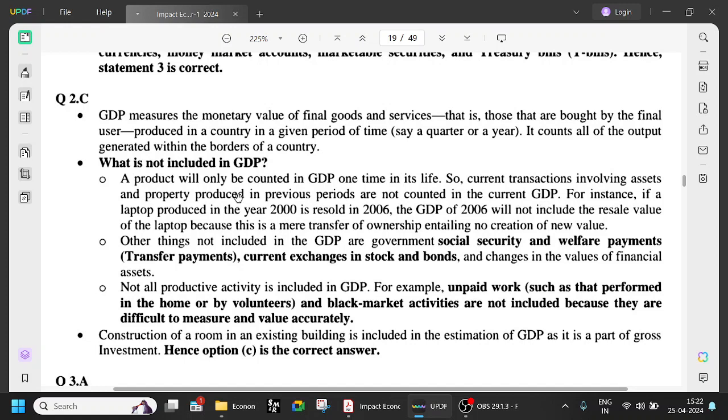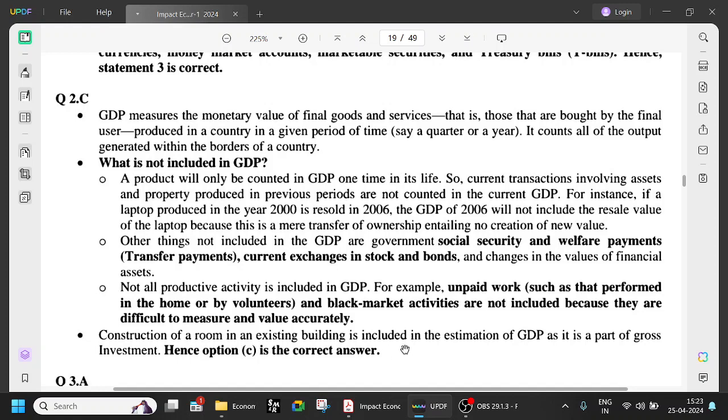So understand this. GDP means we are talking about one-time goods and services only. Other things not included in GDP are government social security and welfare payments. Okay, all these social security payments, welfare payments, current exchange in stocks and bonds, changes in the values of financial assets, all these things are not included. Not all productive activity is included in GDP. For example, unpaid work such as that performed in the home or by volunteers, and black market activities are not included in the GDP.